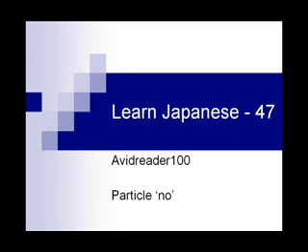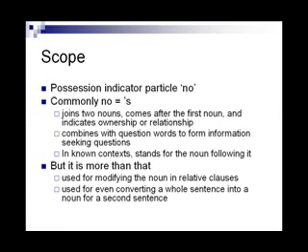I started a subset of lessons focusing on particles from lesson number 44 onwards. In this lesson, I'll focus on particle no. In the earlier lessons on particles, I covered wa, ga, and mo. All these were subject markers. Now we will talk about the possession indicator particle no.